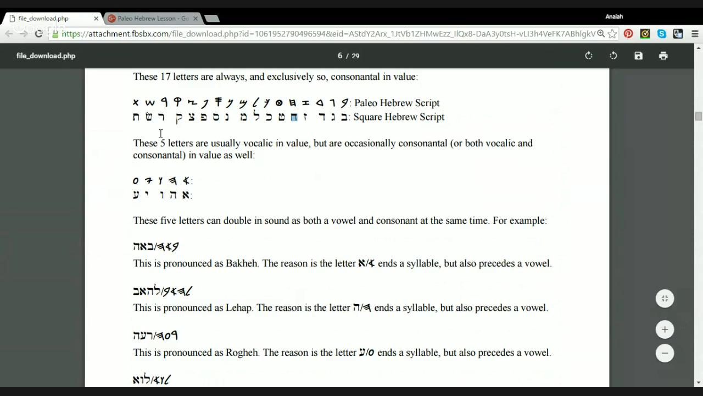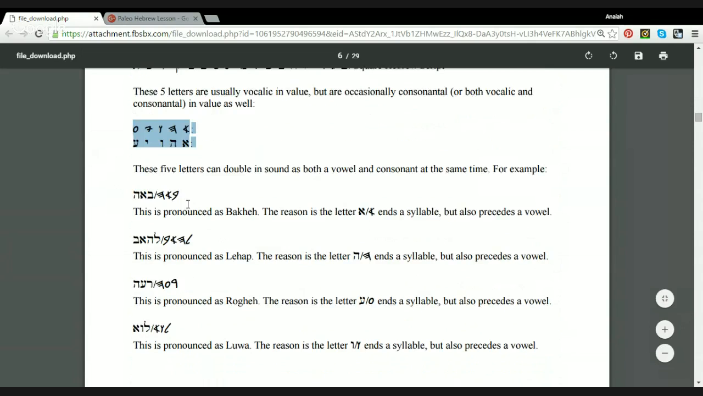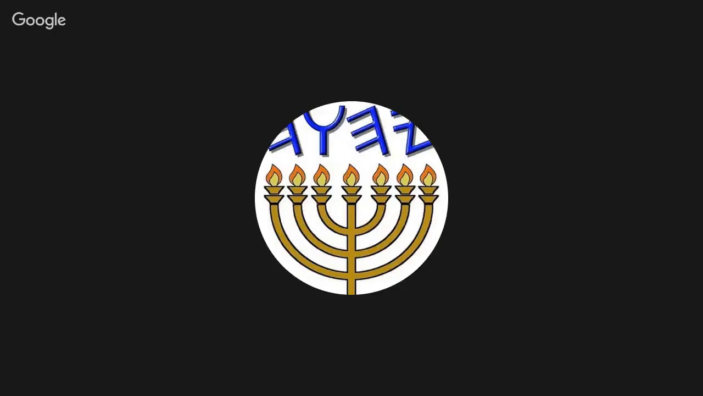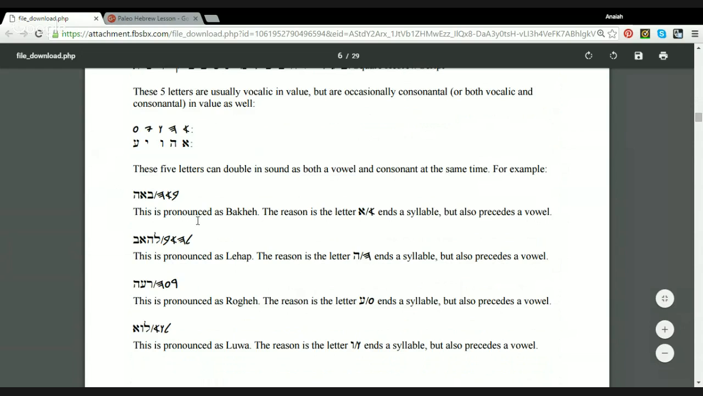So now I say these 5 letters are usually vocalic in value, but are occasionally consonantal. They're consonants sometimes, and sometimes they're both vowels and consonants at the same time. These are the vowels. So I say these 5 letters can double in sound as both a vowel and consonant at the same time. So I give my own examples of Hebrew words and how I pronounce them. Right here, this I say bakha. The bet, aleph, hey.